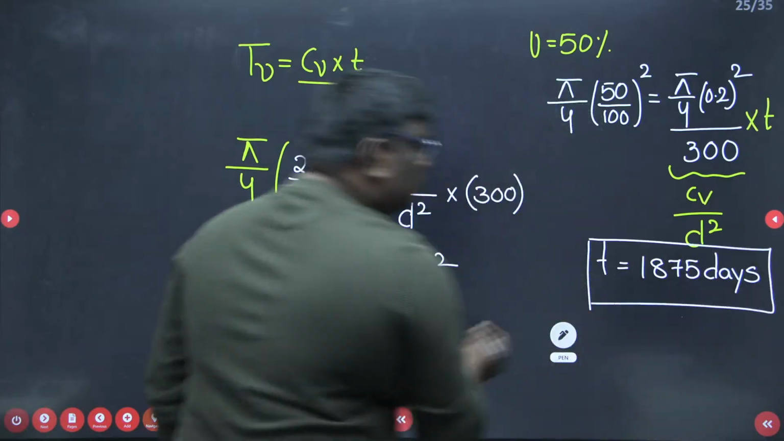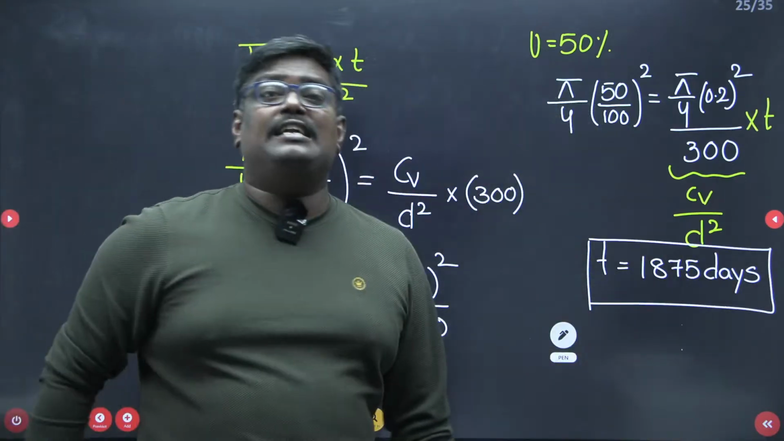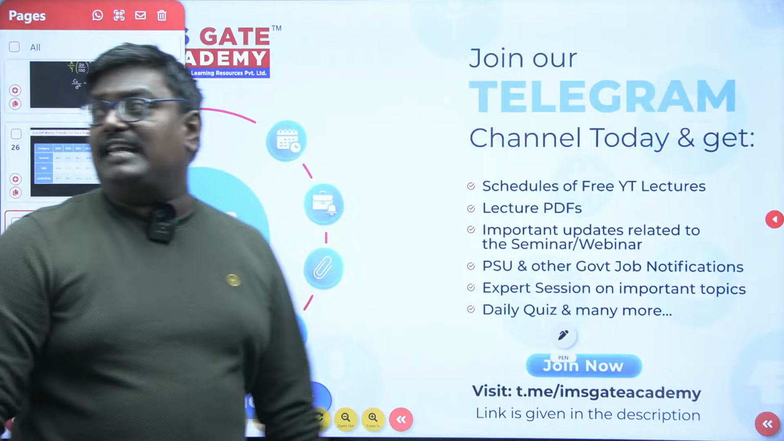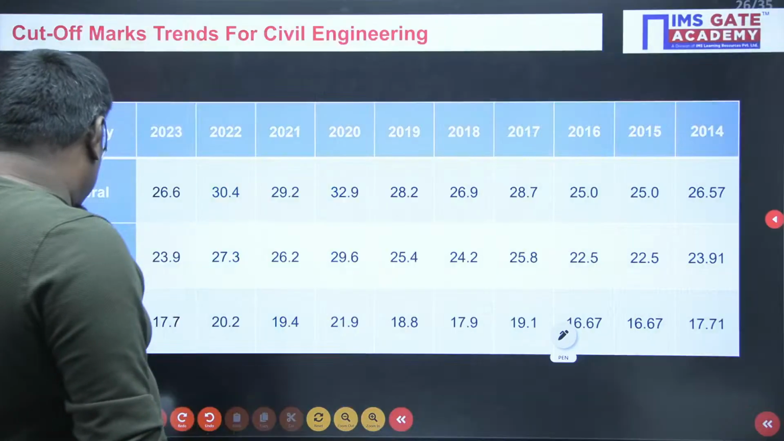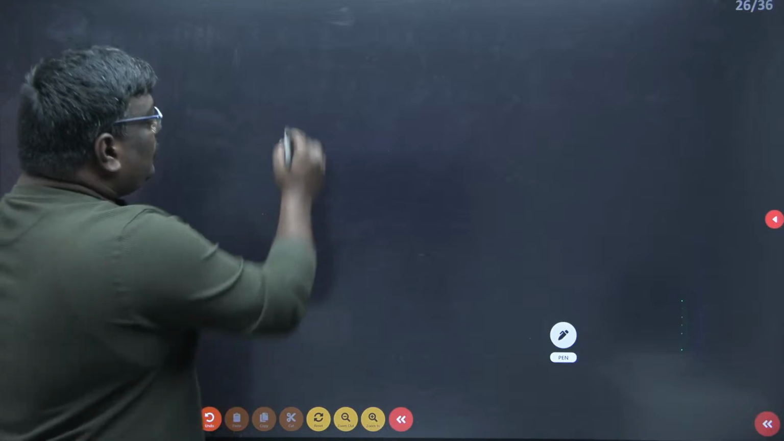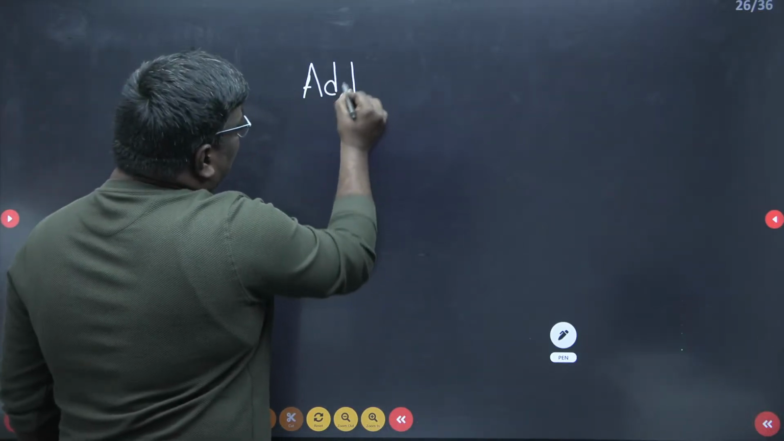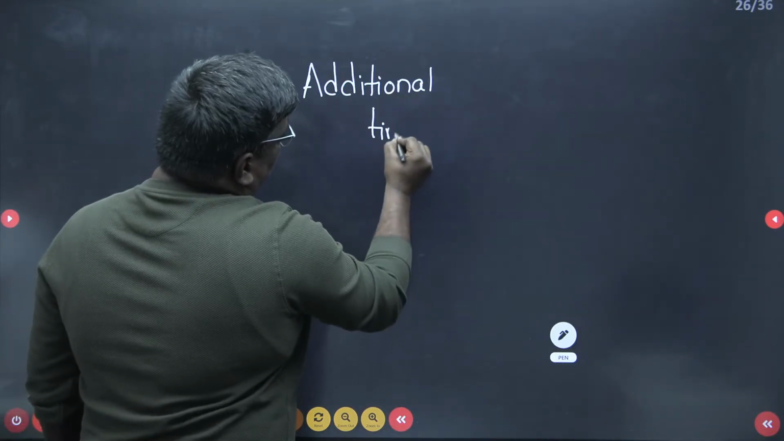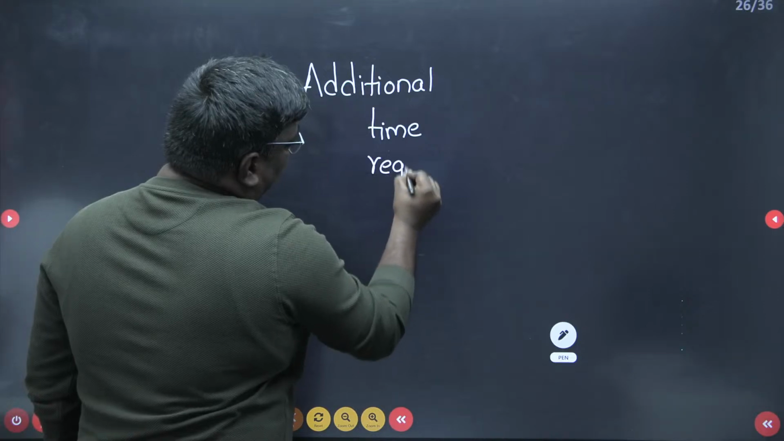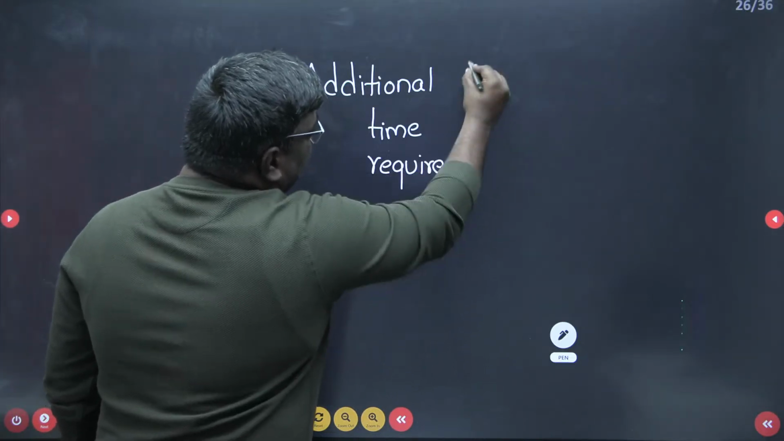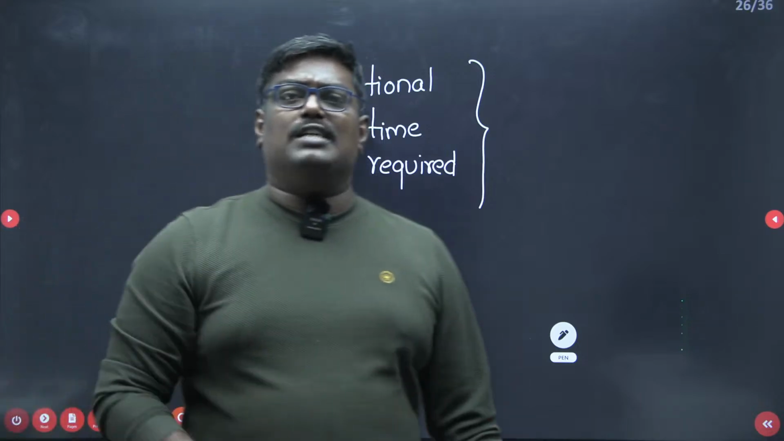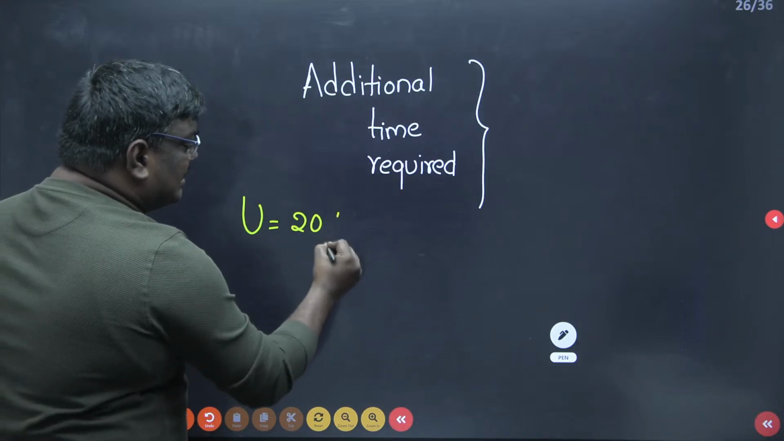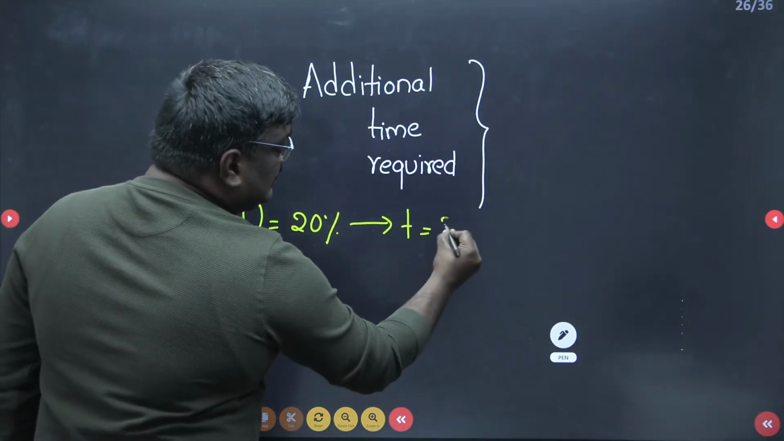But my dear students, what he has asked is the additional time required. Are you following, my dear students? So here he has asked, what is the additional time required? If they ask you the additional time required in the problem, already there was a settlement for a degree of consolidation of 20 percentile. For a degree of consolidation of 20 percentile, what is the time taken? Time taken is given as 300 days.